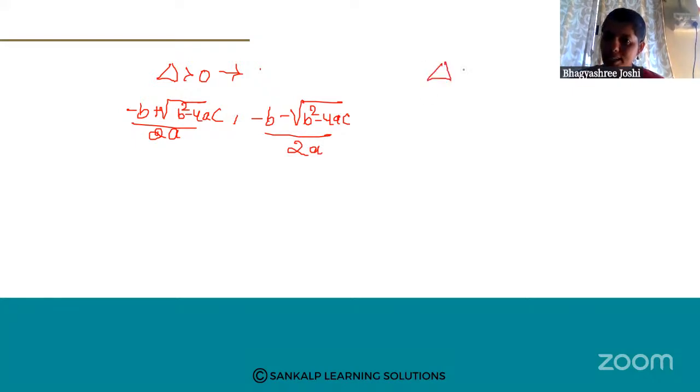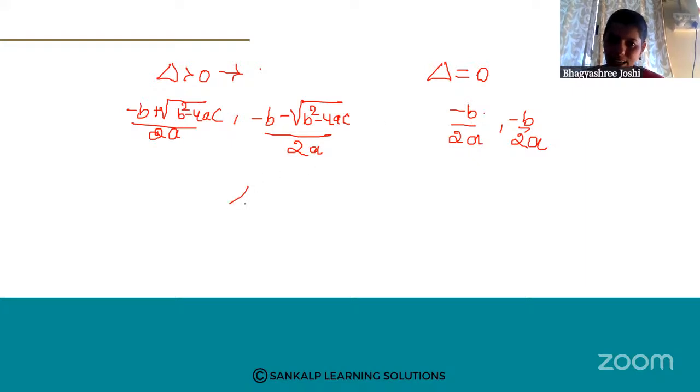If delta is equal to 0, that means two equal roots. What will you get? Minus b plus or minus square root of b square minus 4ac divided by 2a. This b square minus 4ac is delta, so delta is 0 here. Therefore, the two roots are minus b divided by 2a and minus b divided by 2a.